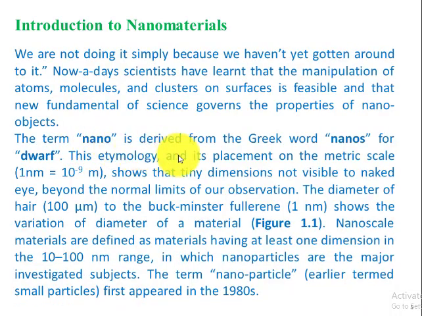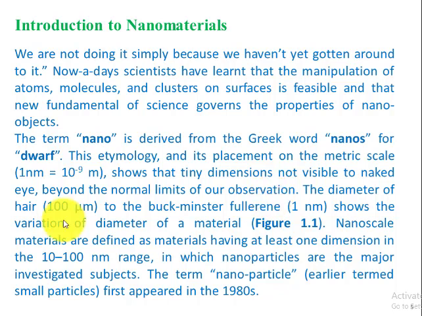The term nano is derived from the Greek word nanos, which is used for dwarf. Dwarf means, in daily life, we can use this word for those people who are shorter in their length. This etymology and its placement on the metric scale, 1 nanometer is equal to 10 raised to power minus 9 meter, shows that these are tiny dimensions not visible to the naked eye, beyond the normal limits of our observation.